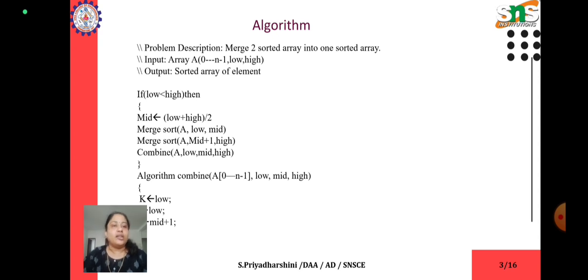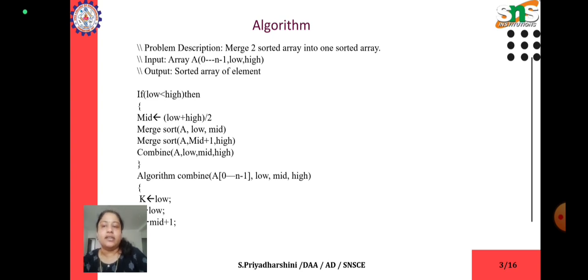The merge sort algorithm begins with: if low is less than high, then find low plus high divided by 2 and assign it as the mid value. That is, you divide the problem into two halves. After dividing it into two halves, first take one subproblem, so perform the merge sort function on A of low comma mid. Then perform merge sort on A of mid plus 1 comma high. Then finally combine low, mid and high. So this is how the merge sort algorithm works.